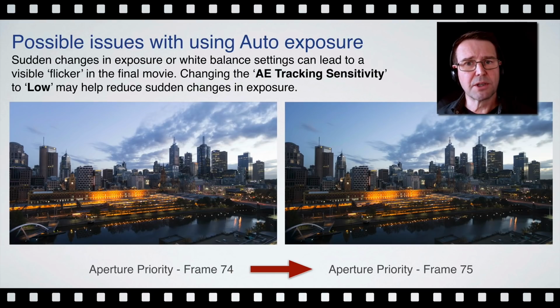There is one of the problems of using auto. These two frames are only captured 1 frame apart, but you can see how significantly different they are when using auto exposure. You can reduce the effects of this by setting the AE tracking sensitivity to low if you don't want rapid changes in exposure. Okay, so this will create a small flicker if uncorrected in post.